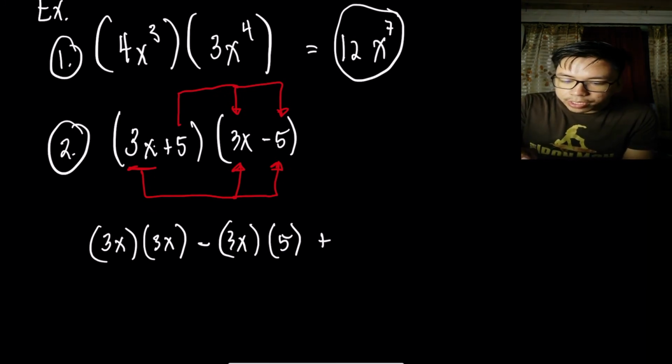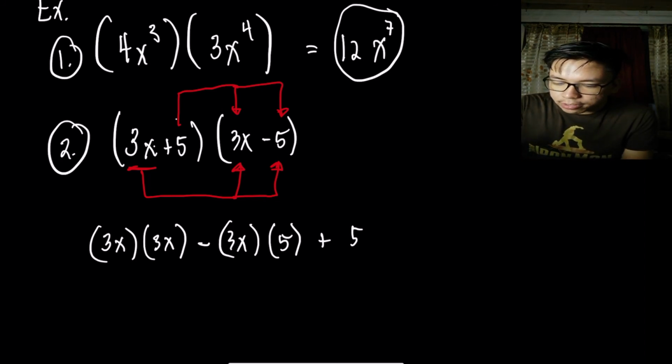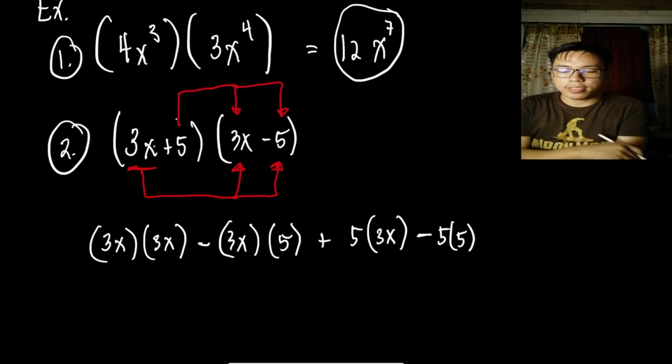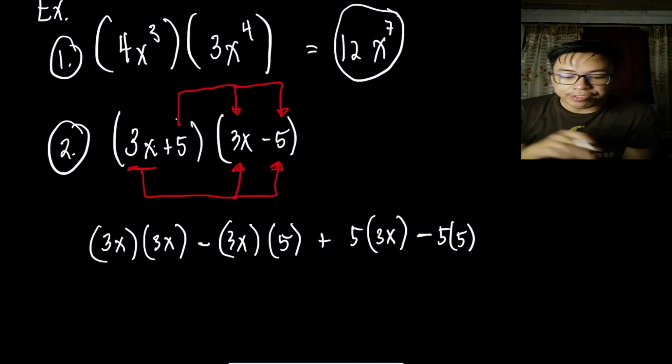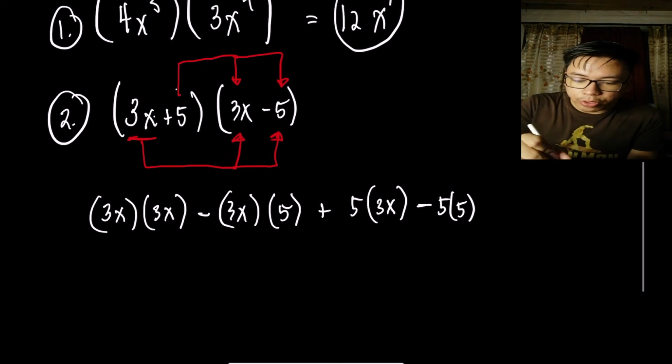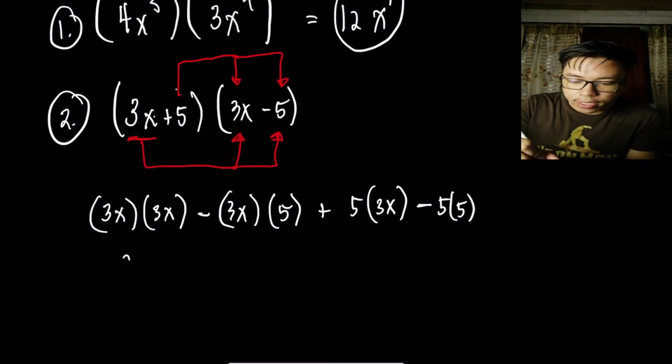Plus, let's go with 5. So 5 and 3x. So I have 5 and 3x, and 5 and 5. So they have this different sign, so this is minus. Okay. Now let's follow the exponent rule. You can multiply 3 and 3, you get 9. Exponent rule is 1 plus 1 for the exponent, so you get x squared.